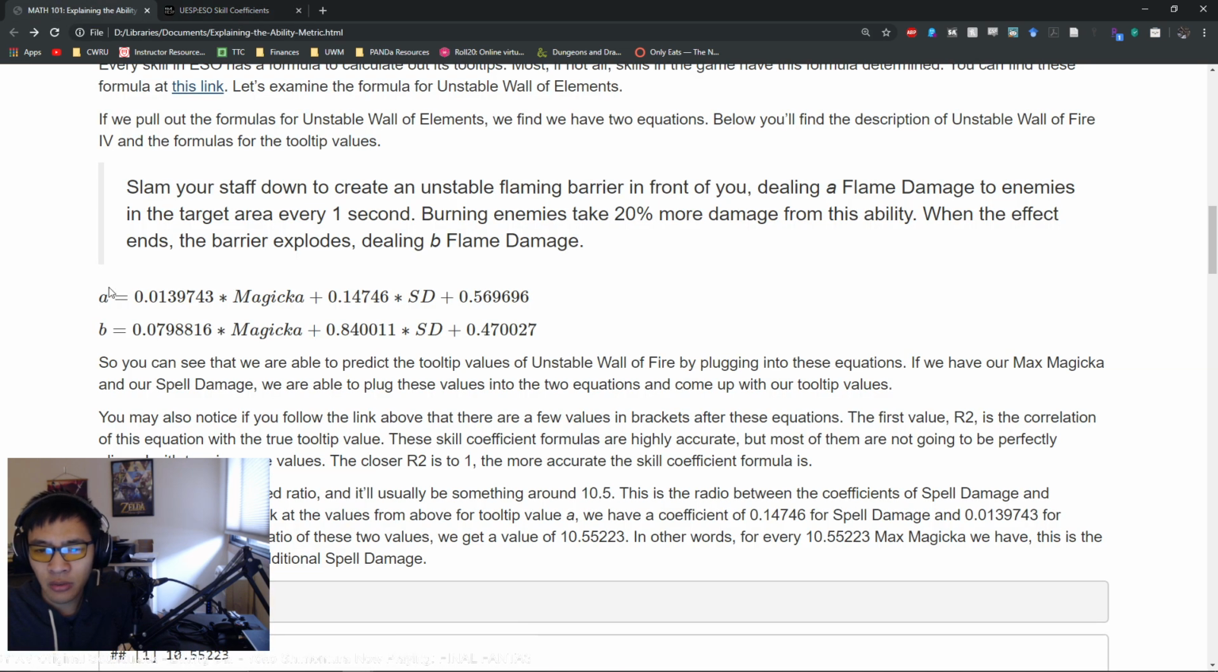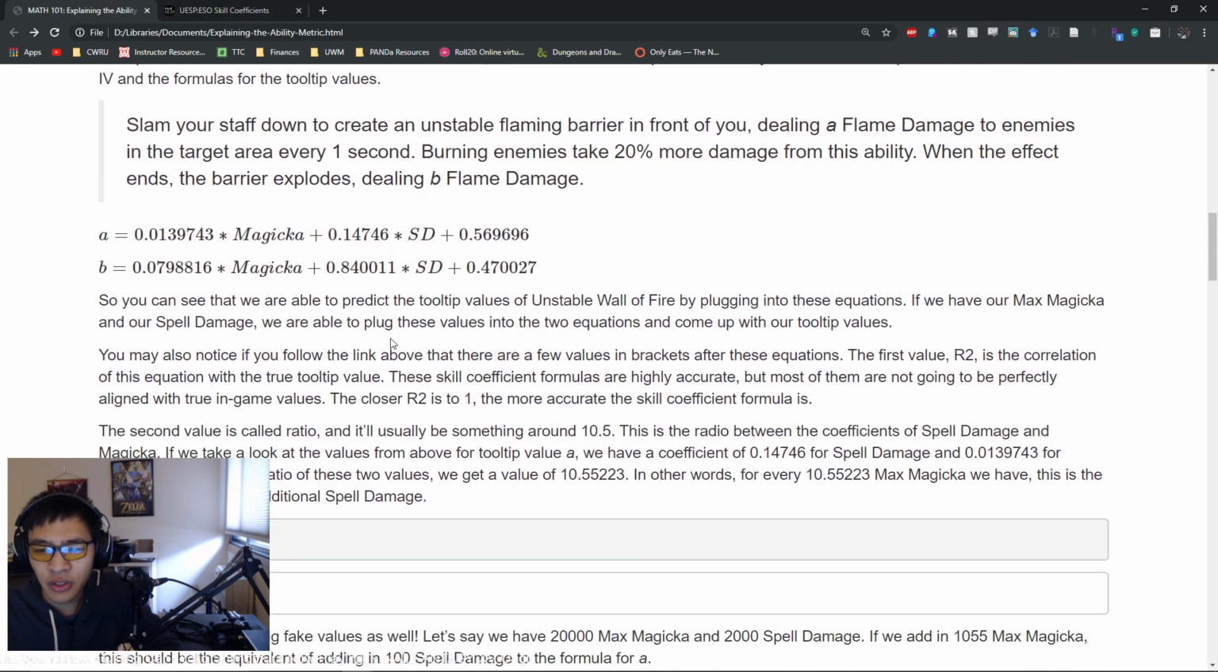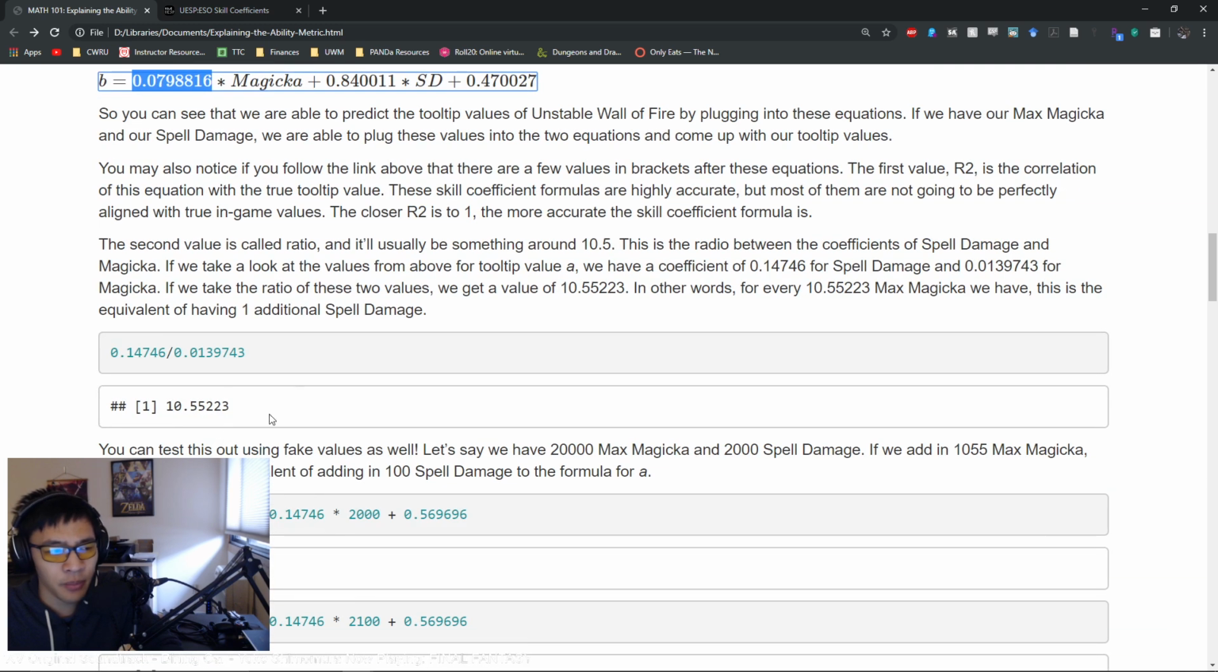So if we go back over here, the ratio is basically this value, 0.84 divided by 0.0798816. And that's what we call the ratio. If we take a look at A, like I have here, you'll find that when we do this ratio, we get a value of 10.55.